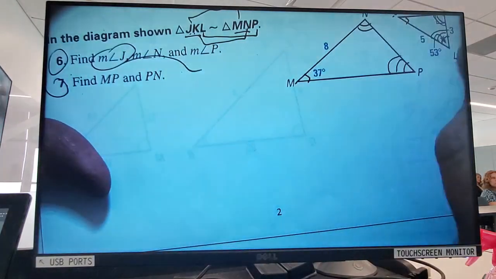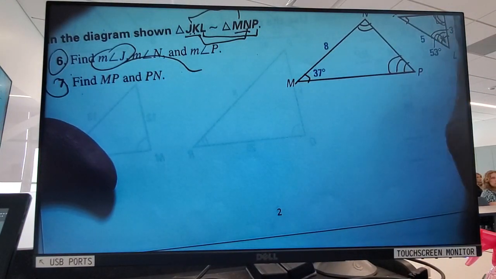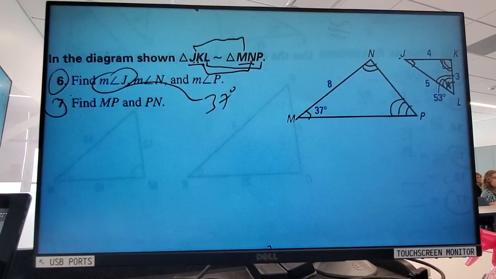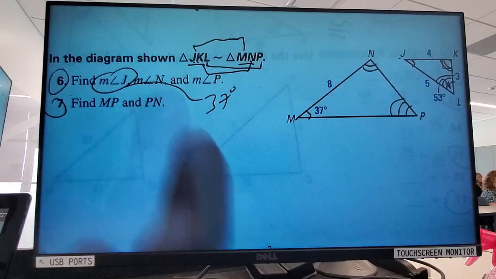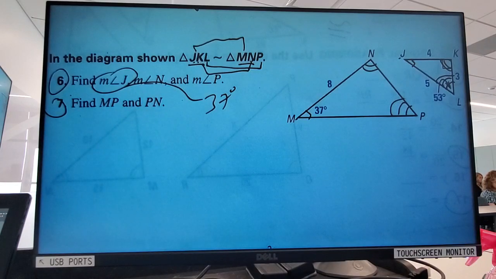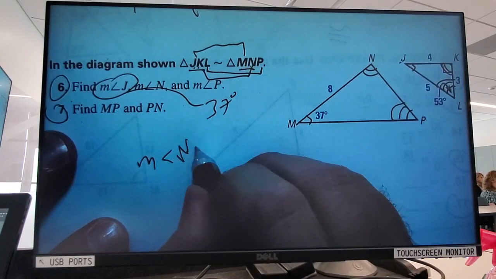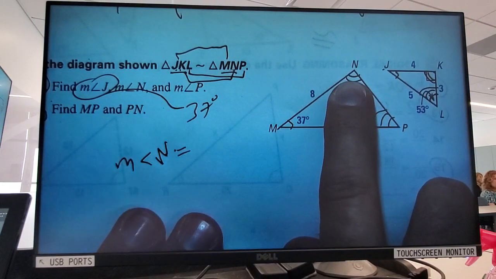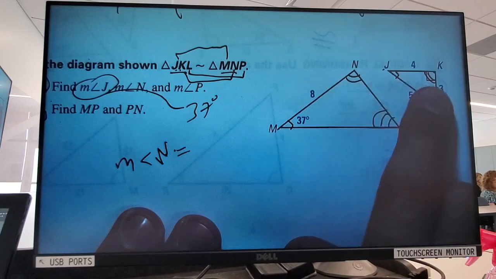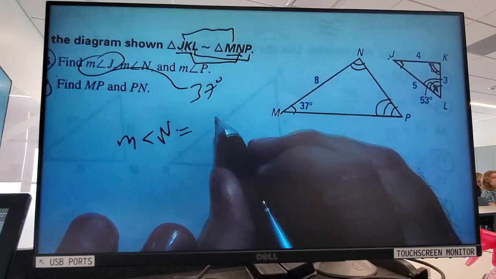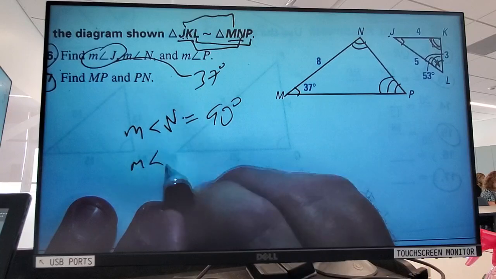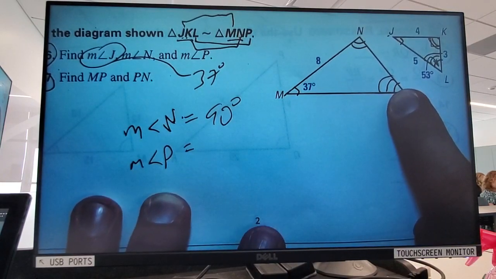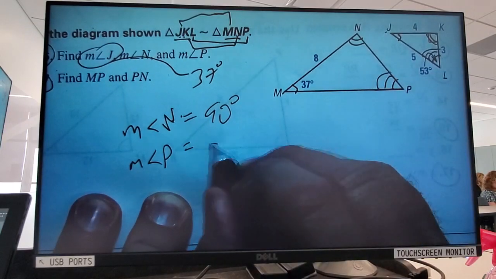Measure of angle J is going to be 180 minus those, so that would be 37 degrees. I like it. Kick ass. When you have a 90-degree angle, that makes a lot of things easier. What about the measure of angle N? I mean, what does it line up with? What angle is it congruent to? K, and K is a 90. Okay. And then the measure of angle P, and of course it lines up directly with L, which is 53.